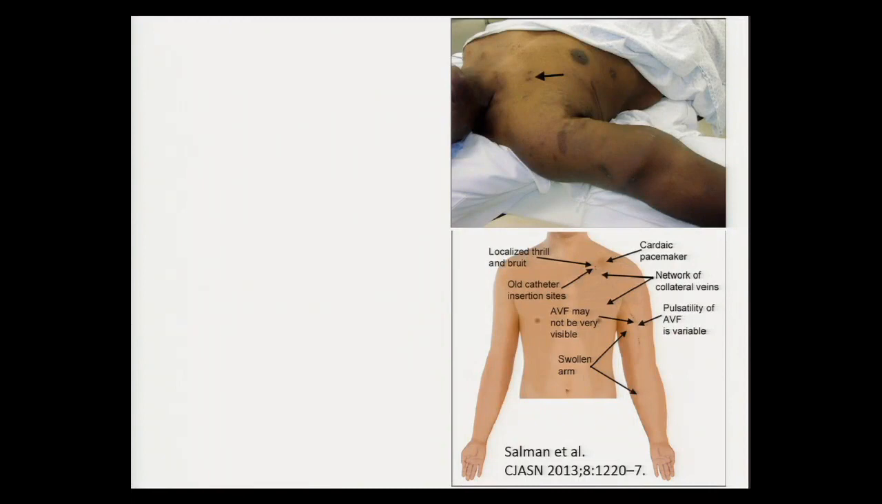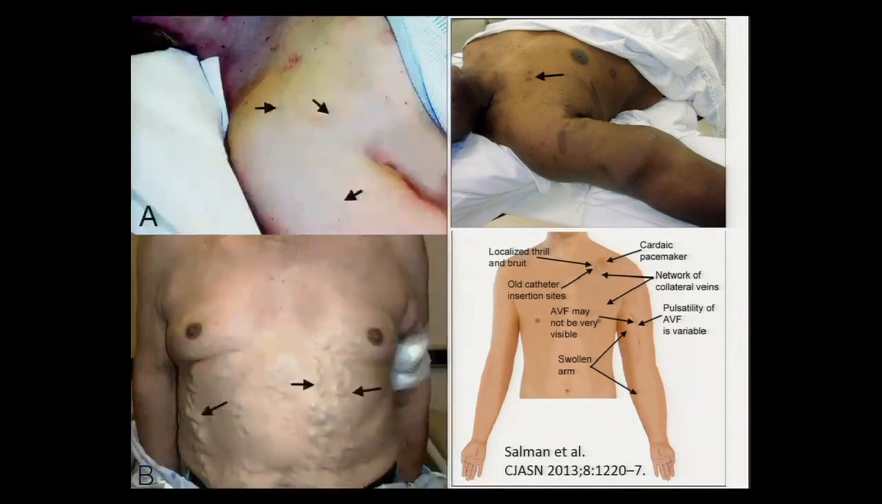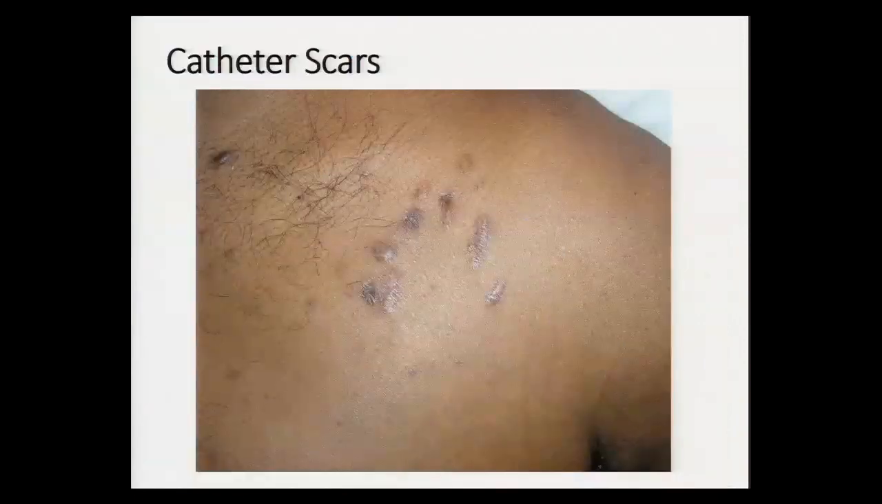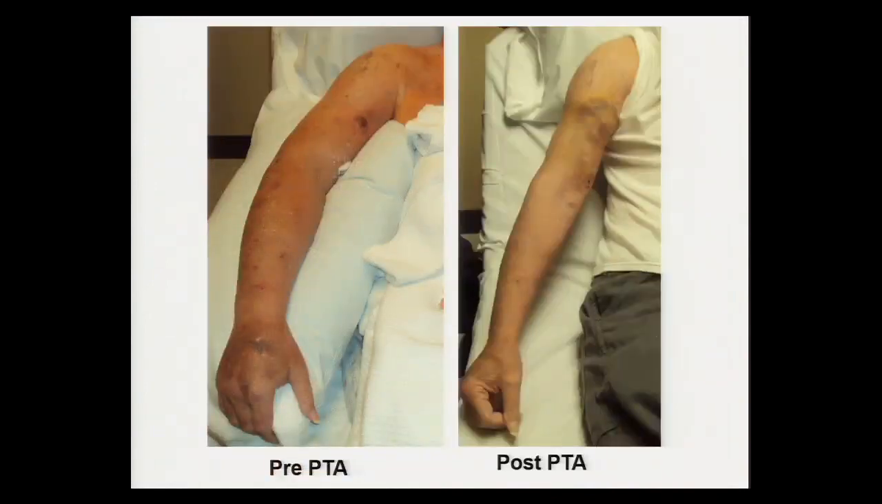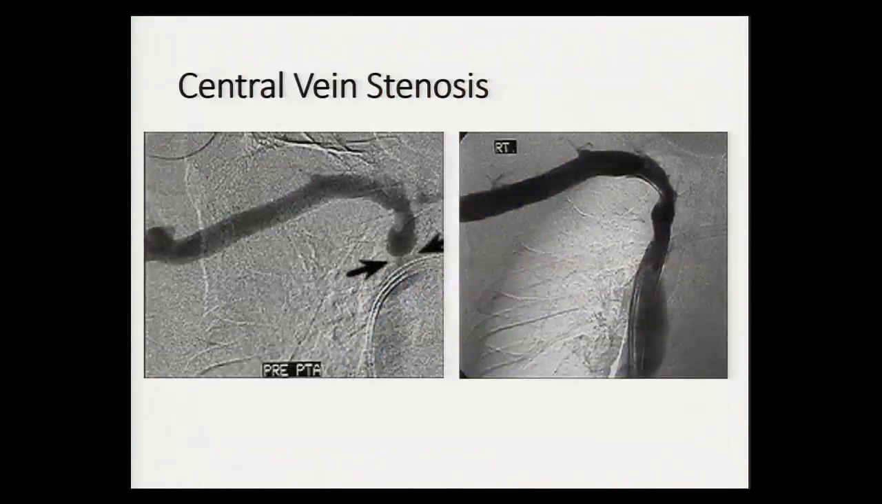And you will usually see an extensive collateral network. So this is a sort of Caput Medusae type of picture with IVC occlusion. This is very faint. You can't really see it, but there's a venous collateral network. These are scars from previous catheters. The arm is swollen pre-angioplasty, and the swelling gets better after angioplasty. And in this case, this is a right brachiocephalic vein, tight stenosis, probably 90%. And the likely reason is the pacemaker wires that come in from the other side.